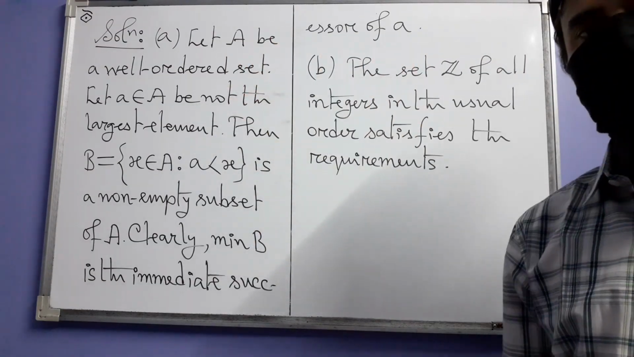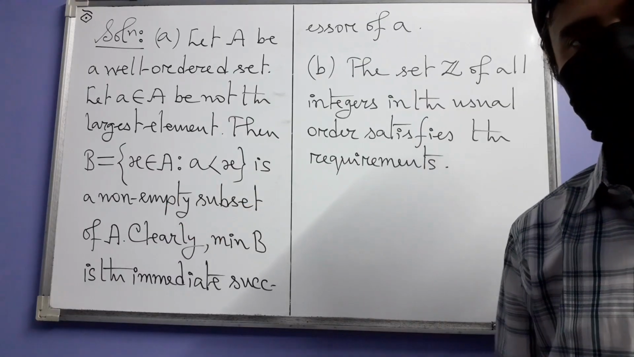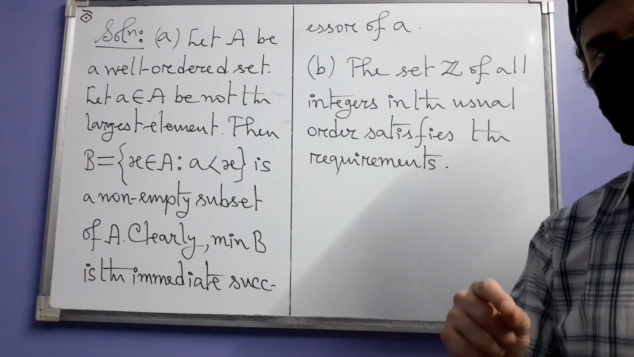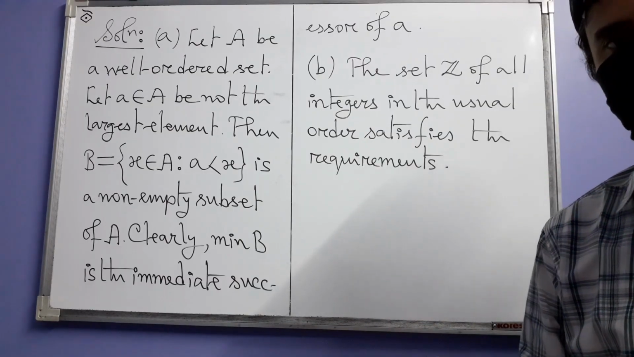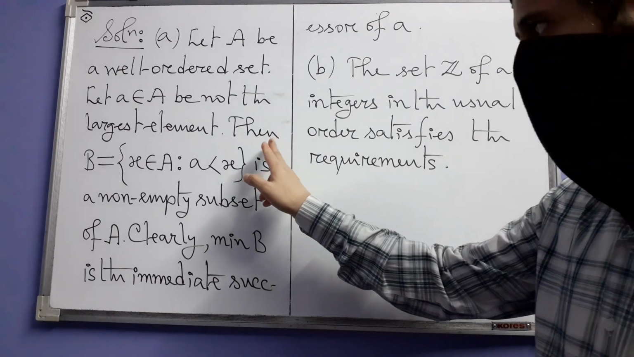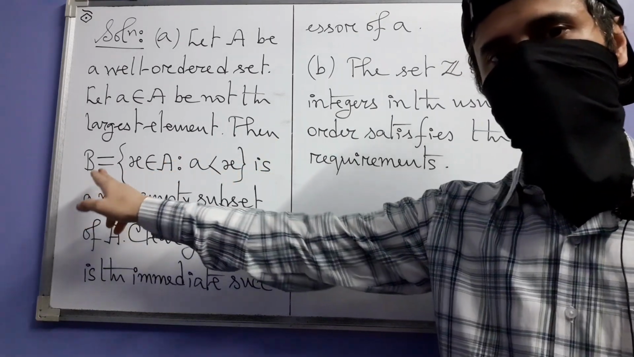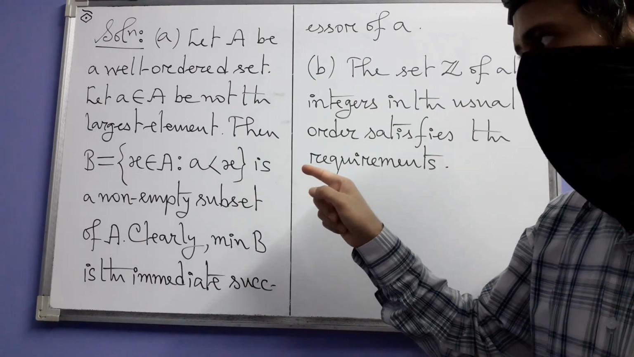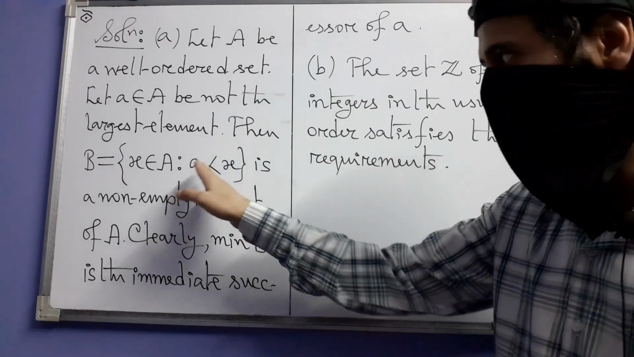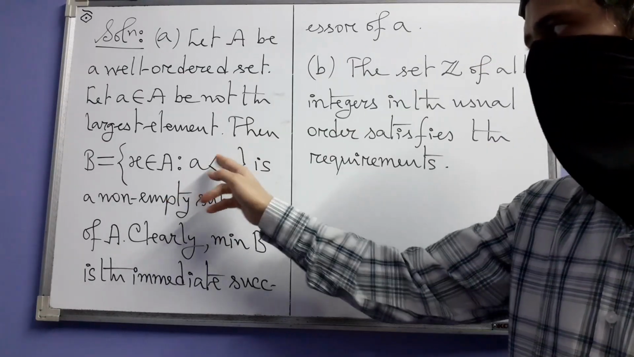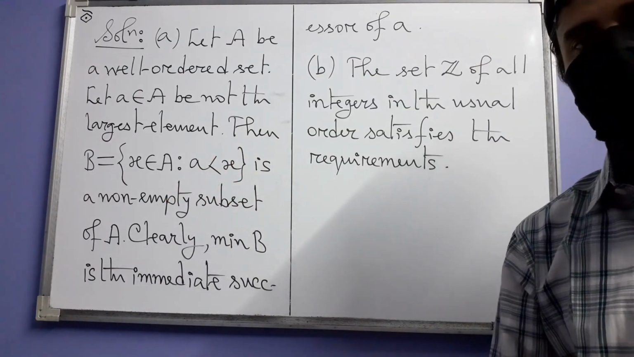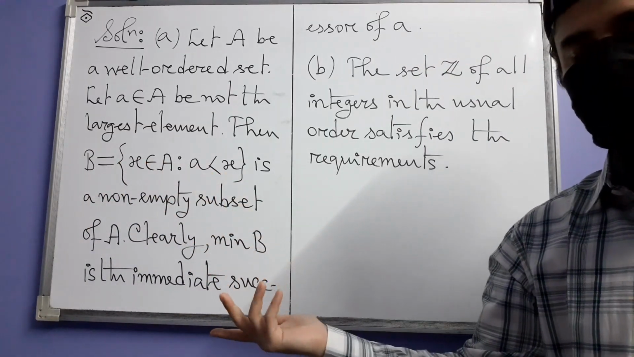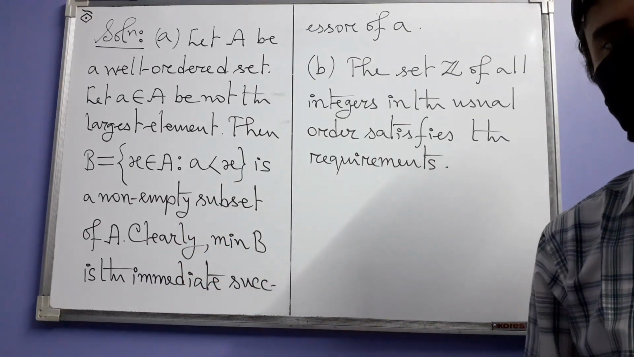Let A be a well ordered set and let small a be an element of capital A. Capital A may or may not have a largest element, but even if it does, small a is not that largest element. It is some element. Then we consider this subset B consisting of those elements of A which exceed small a. Because small a is not the largest element, there will be at least one such x in A which is greater than small a, and that makes B non-empty. And clearly B is a subset of A. So B is a non-empty subset of A.